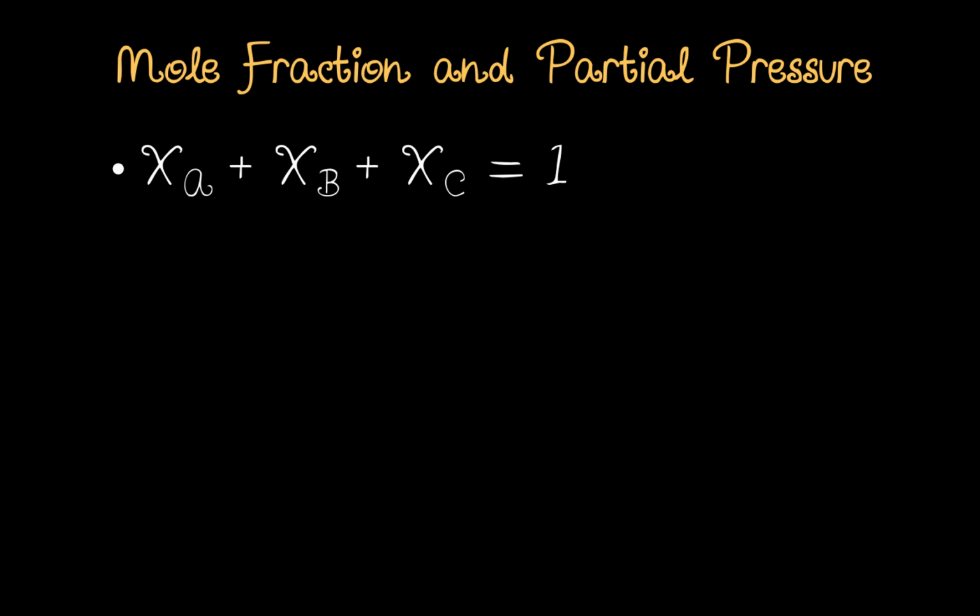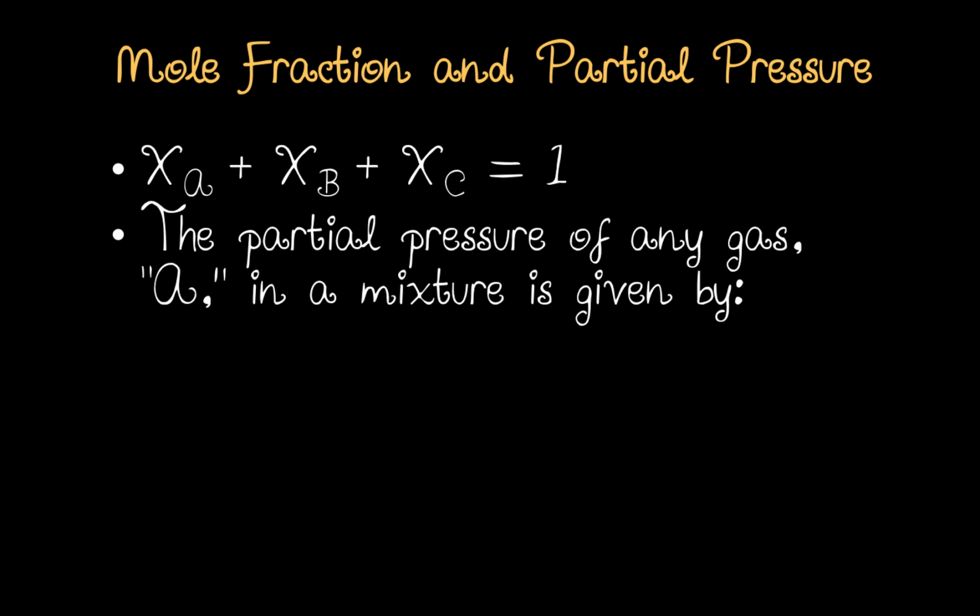The mole fraction of A plus the mole fraction of B plus the mole fraction of C equals 1. If you add up the mole fractions of all the component gas particles in a mixture, it will equal 1. The partial pressure of any gas, say A, in a mixture is given by: partial pressure of A is equal to the mole fraction of A times the total pressure.